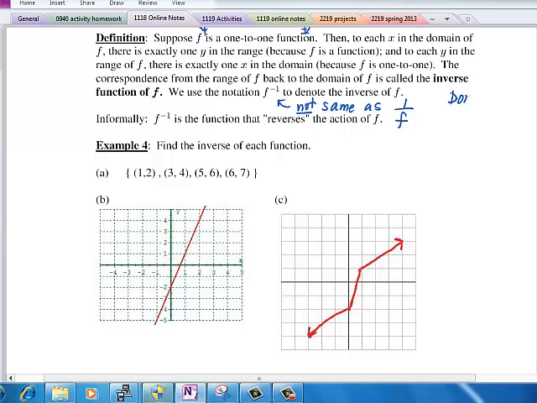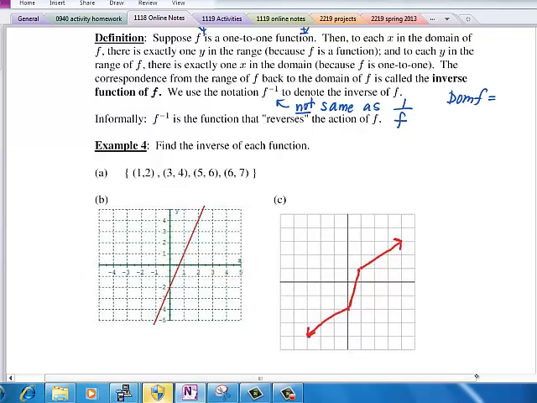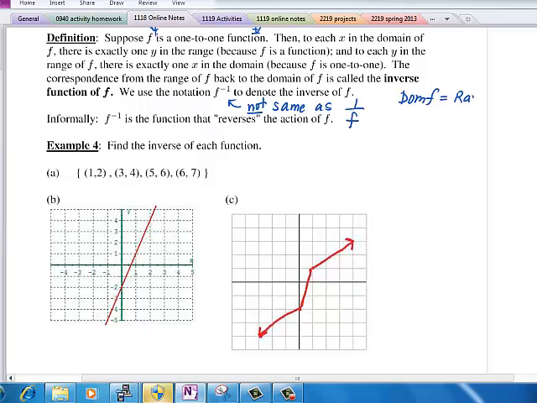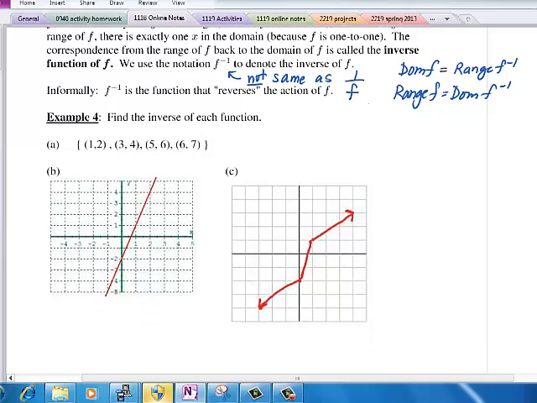So the domain of f is the range of f inverse, and the range of f is the domain of f inverse. They just get reversed. Another way we can think of this is if we have an xy pair in f, then we have yx as a pair in f inverse.